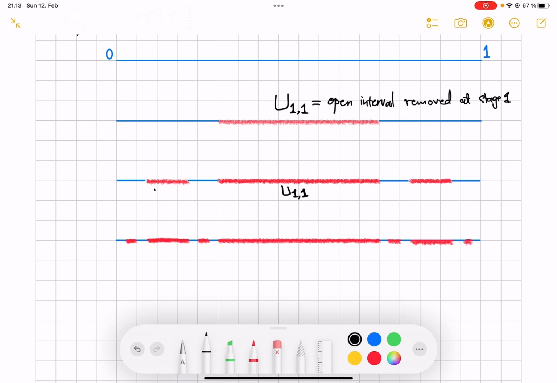But then in stage 2, you remove 2 new intervals. Out of each blue in the previous case, so this will be the first stage 2 interval, and this will be the second stage 2 interval. And guess what? If you ignore the previously removed ones, in stage 3 there are these tiny bits of red removed. So this is the stage 3 first interval, this one is stage 3 second, stage 3 third, and finally stage 3 fourth. And then you keep going.